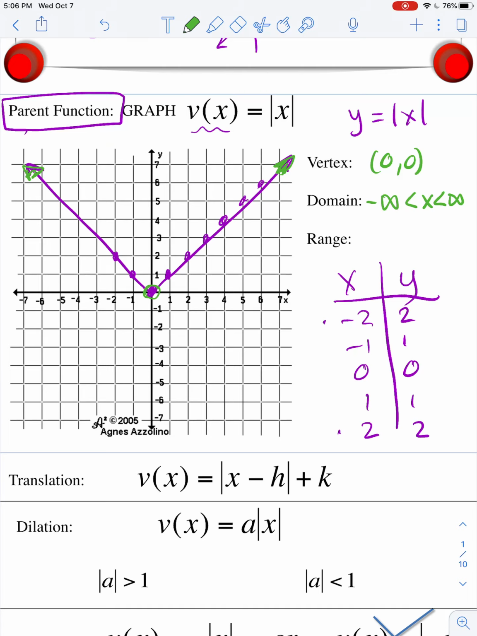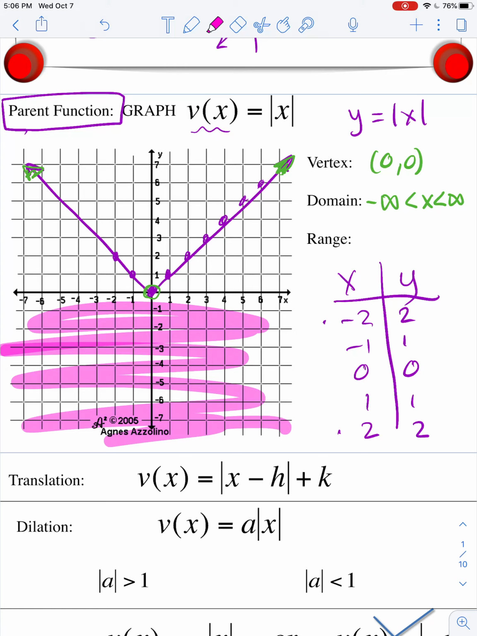So my range, which is my y's, this one is not unlimited. Because if you take a look at this graph, this entire bottom section, there's no graph there. So my range, meaning the part where I actually have graph showing from the y's, my lowest y is 0, which it actually hits right here at the vertex. And then it goes to infinity.